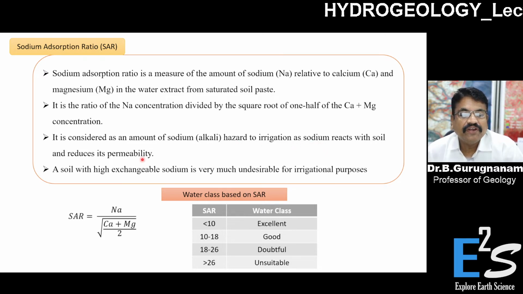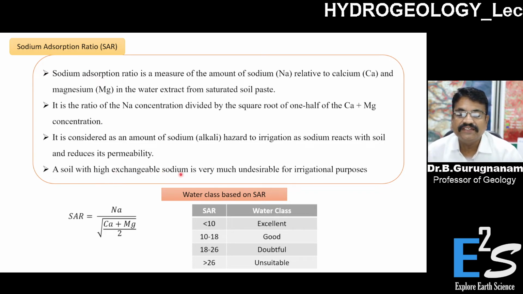Sodium reacts with the soil and reduces its permeability. So if the sodium absorption ratio is high, it is unsuitable. This is the grade used for sodium absorption ratio: if it is less than 10, it is good, then okay, doubtful, and unsuitable. If the sodium concentration is higher, it reacts with the soil and reduces its permeability, the movement will be arrested, and then it will be packed completely. Hence, your water will not be available for agricultural use.